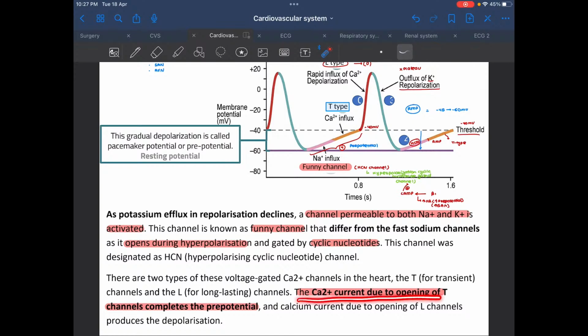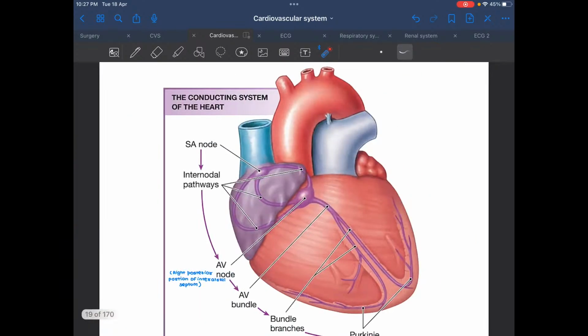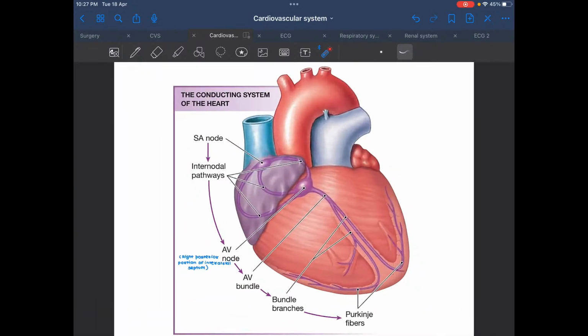Just remember the calcium current due to the opening of T channels completes the pre-potential as we have discussed. Okay? Alright. So now we move on to the conducting system of the heart. As we know, we have the SA node over here, we have the AV node over here. Sometimes people like to ask what is the location of your SA node, what is the location of your AV node. So let me just tell you about it.